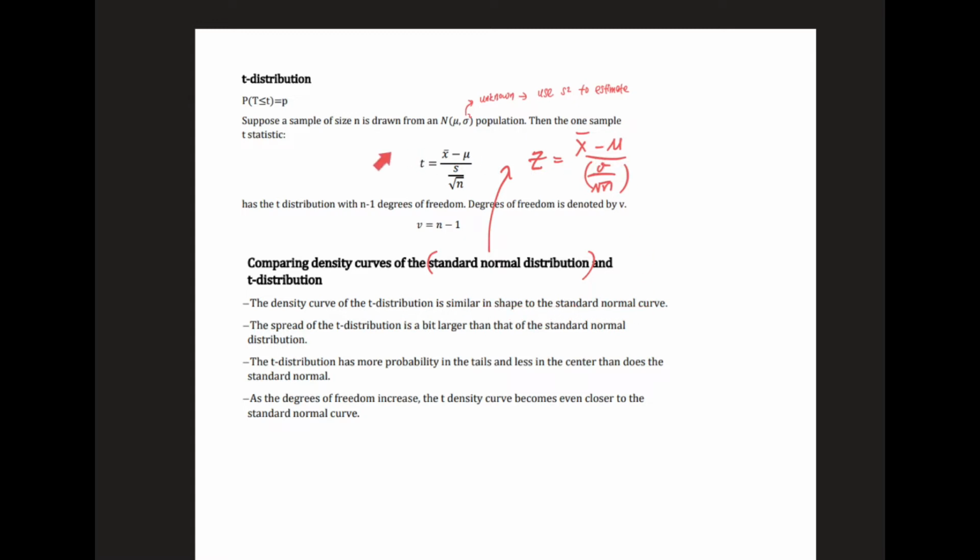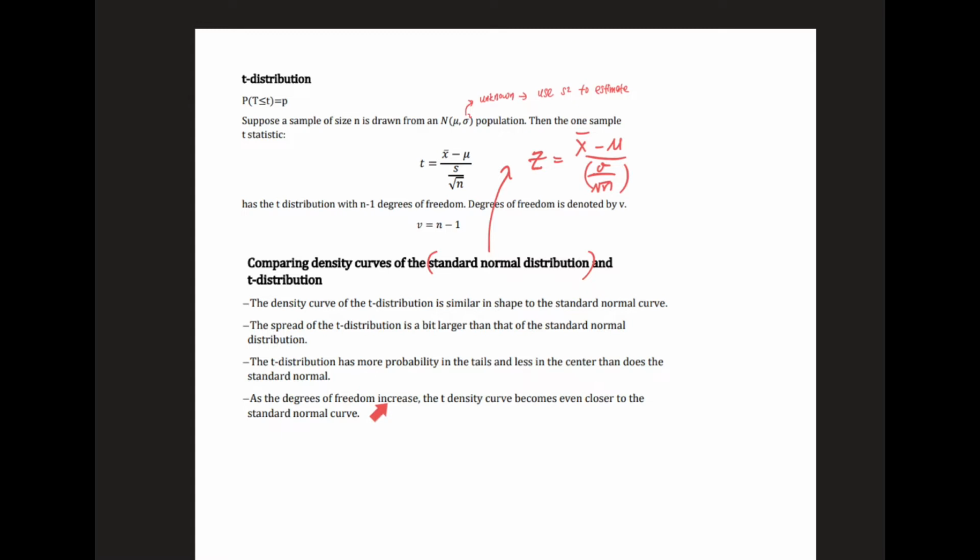That means they both have a bell-shaped curve, or a mountain-shaped curve. The spread of the t distribution is a bit larger than that of the standard normal distribution. That means the standard deviation is greater. The t distribution has more probability in the tails and less in the center than does the standard normal distribution. So you should see the difference. The tail is expected to be higher, and the center is expected to be shorter.